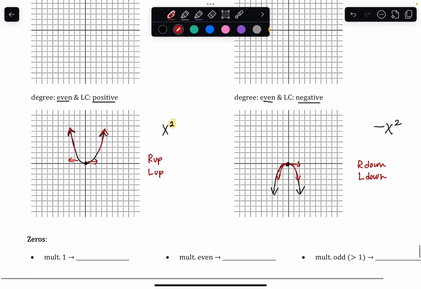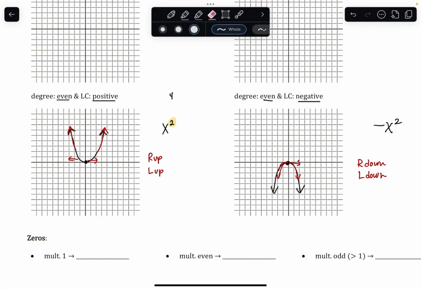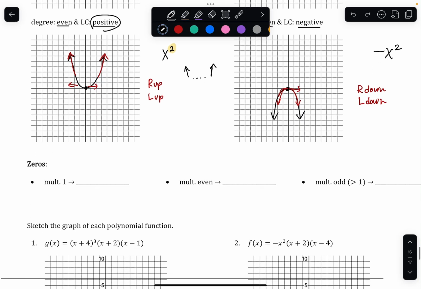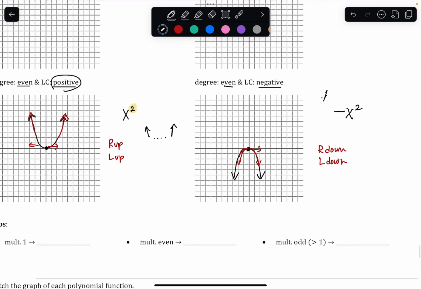Okay, and so that's going to translate to any even degree polynomial. If you have x to the fourth or x to the sixth, anytime you have an even degree polynomial, if the leading coefficient is positive, you're going to have both sides opening up. And so all kinds of different turns in the middle, but the ends will be pointing up. Whereas for a negative leading coefficient, as long as your degree is even, they're both going to be opening down.